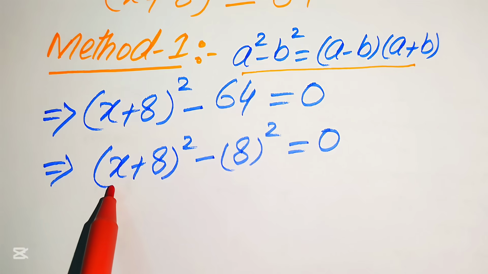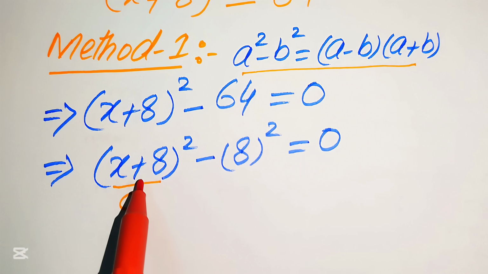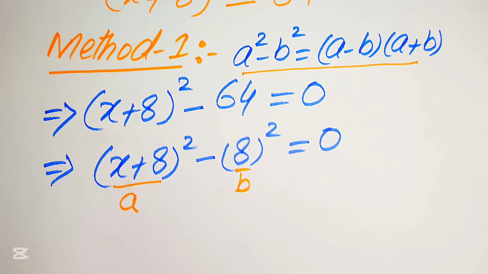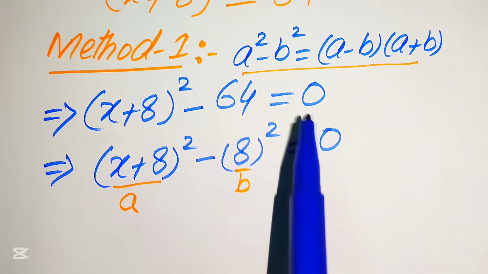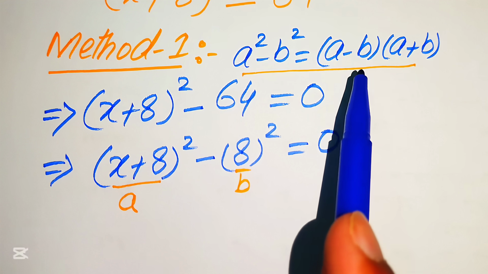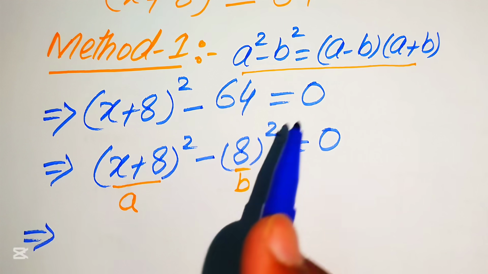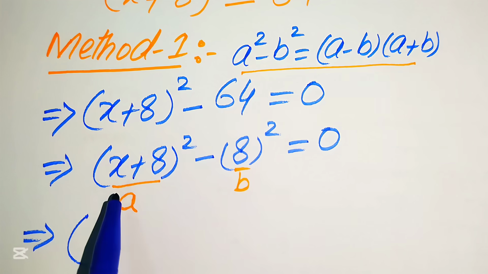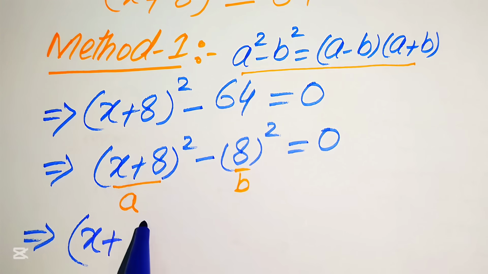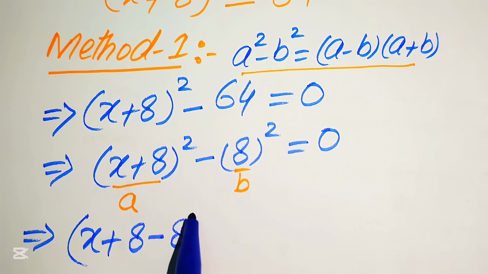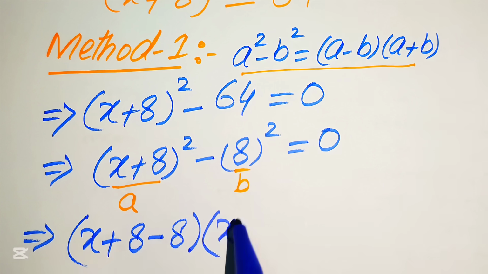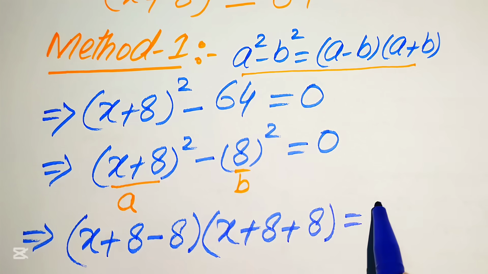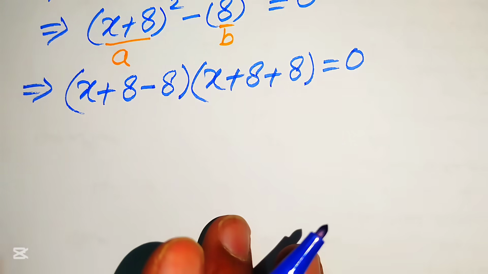According to this formula, the value of a is x plus 8 and the value of b is 8 only. So we need to put the values of a and b in the right hand side of this formula. When you apply this formula, it will be written as the first factor a minus b, where a is x plus 8 minus b which is 8, times, again a is x plus 8 and b is 8, and this whole equation equals 0.